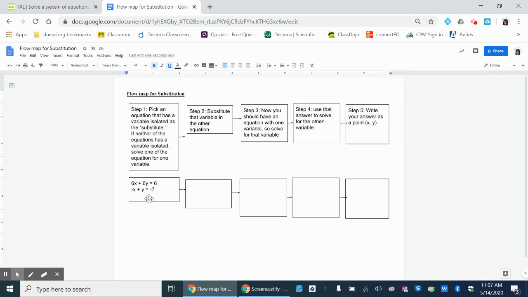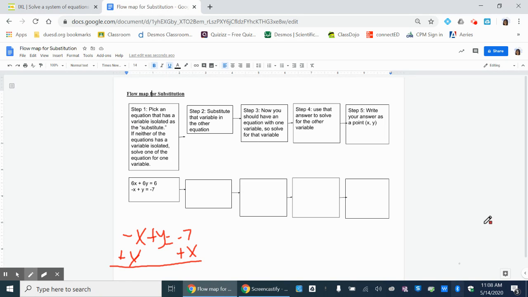But if you look at the second equation, we can actually isolate the y, because it has a negative x right there. So I'm going to work that out right here. We have 6x plus 6y equals 6, negative x plus y equals negative 7. If I get rid of this negative x on the left side, then we'll have the y by itself. So in order to do that, I need to do the opposite, which is add x. And what you do to one side, you do to the other.